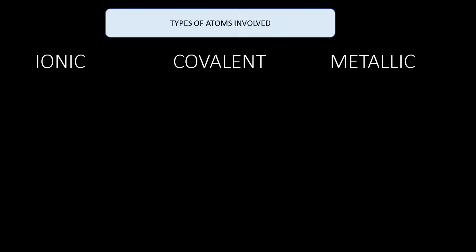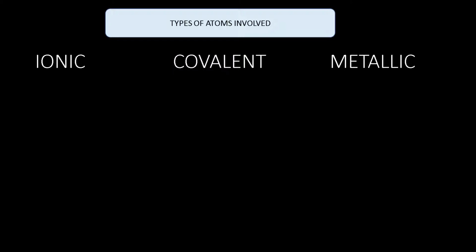Hi everybody, it's CM Science and Math Tutor, and today we are going to be talking about chemical bonding. So first we're going to talk about the types of atoms involved with ionic, covalent, and metallic bonding.